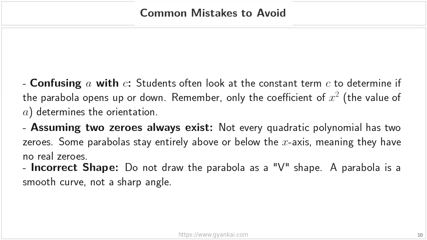Finally, when you're sketching these graphs on paper, pay close attention to the shape. A common error is to draw the parabola as a sharp, pointed V shape, similar to an absolute value graph. However, as we discussed earlier, a parabola is a smooth, continuous, U-shaped curve. Avoid any sharp angles at the vertex.